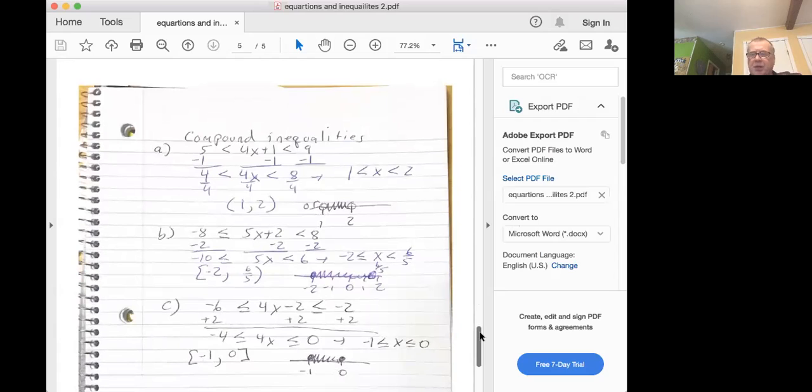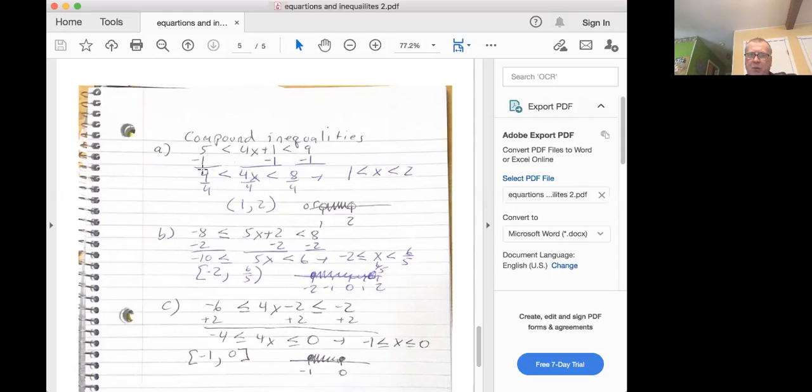Compound inequalities are handled like regular inequalities. We do everything at once when it's less than in both directions. So in other words, if I just had 5 is less than 4x plus 1, I'd subtract 1 from both sides. If I had 4x plus 1 is less than 9, I'd subtract 1 from both sides. Since I'm subtracting 1 for both of these, I do it all the way across at once. Same thing with the division.